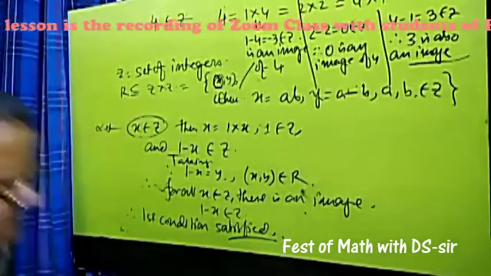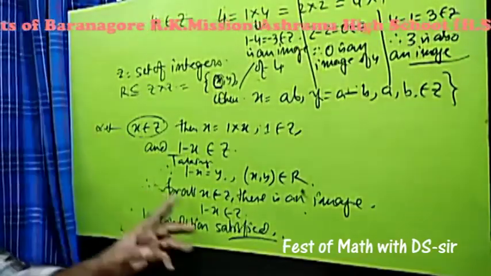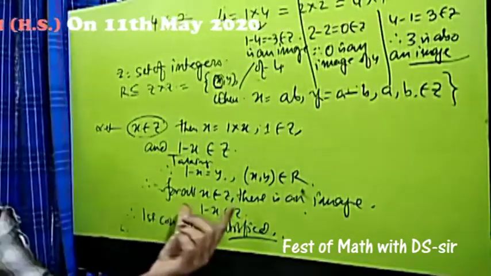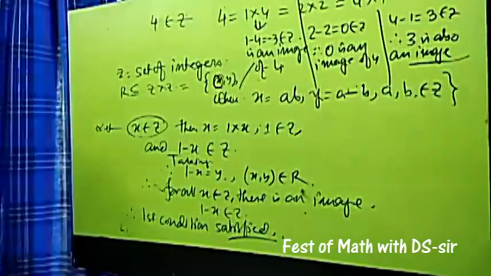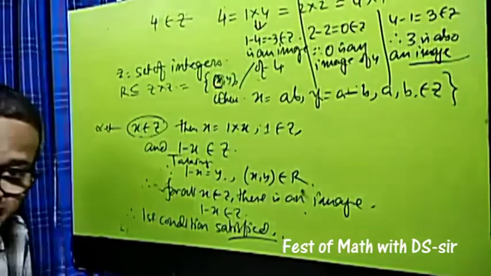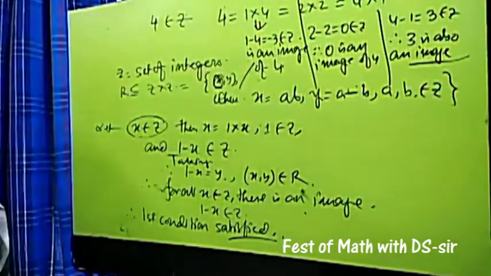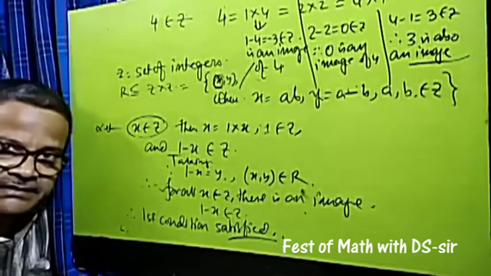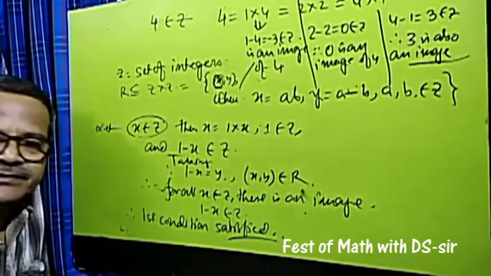So this relation satisfies the first condition, that is, every X belonging to Z has an image. To show this, you have to construct only one image. That is enough to show that everyone has an image. Now you have to check whether there is any element which has more than one image. That you have to check in this way. So the second condition is not satisfied, and this relation is no more a mapping.